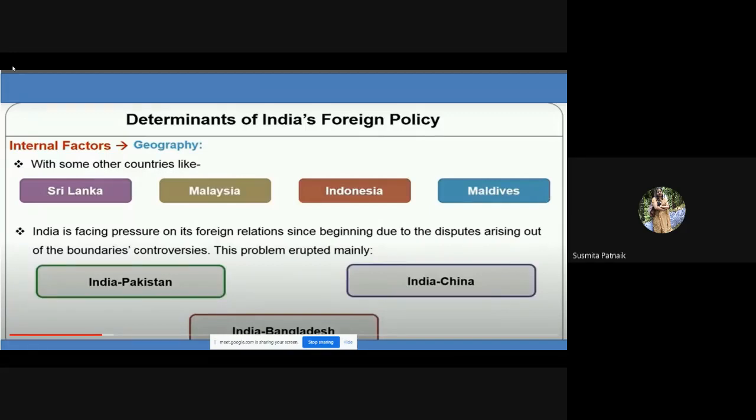So this problem has been created by the geography of a country. As in the year 1948, we divided Kashmir into two parts. So for these purposes, they want the other Kashmir to come into their fold.